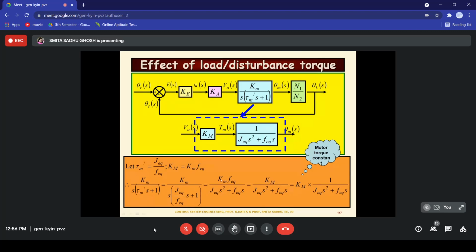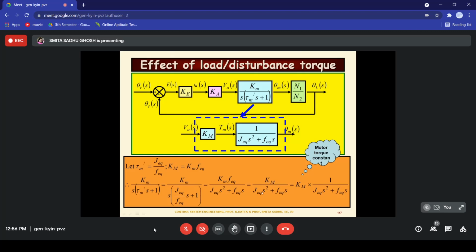And then substituting Km into F equivalent as capital Km, the motor torque constant, and expressing in this form, we get two separate blocks. One is giving the torque constant only, so the output of that block will be only the torque, and then this block has an output which is going to give you the angular position, theta m.